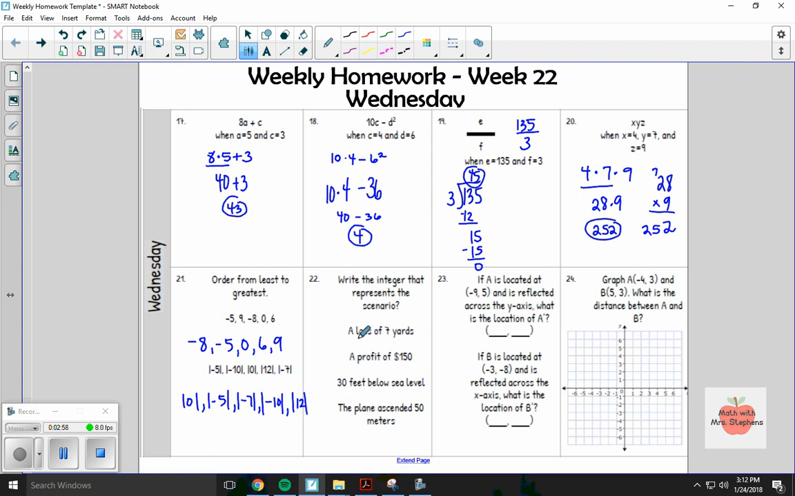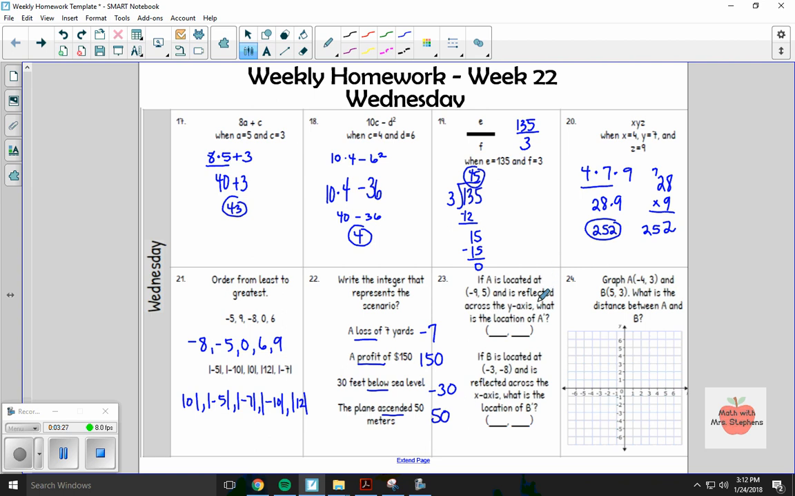Number 22, a loss of 7 yards would represent -7. Profit means you are earning money. You made money. So that would be a positive 150. 30 feet below sea level. The key word is below, so -30. In a plane ascended, ascend means it's going up. It is rising, so positive 50.